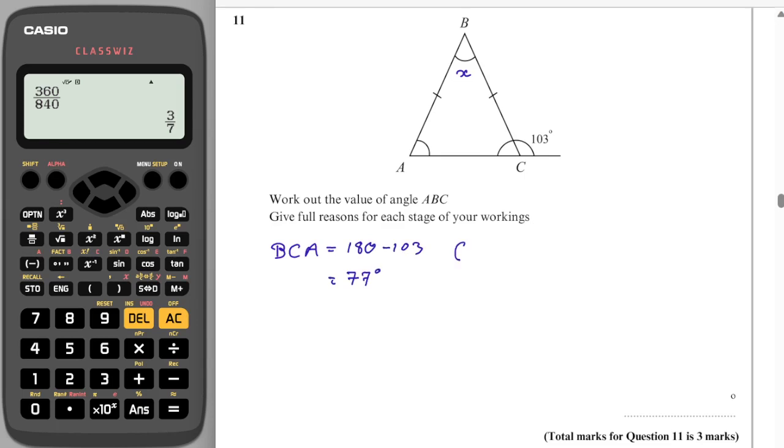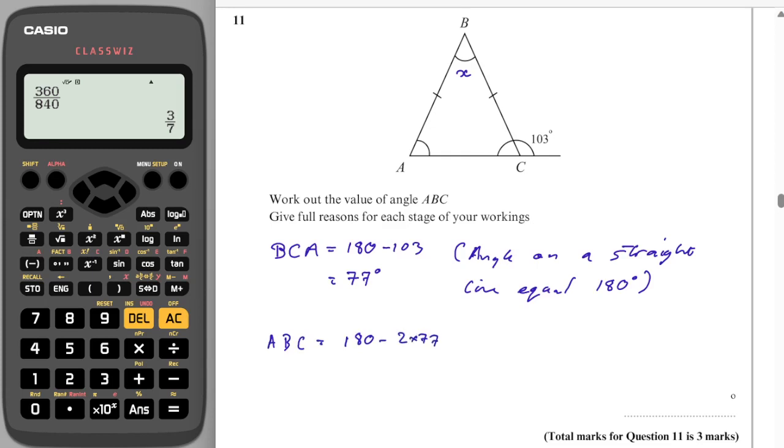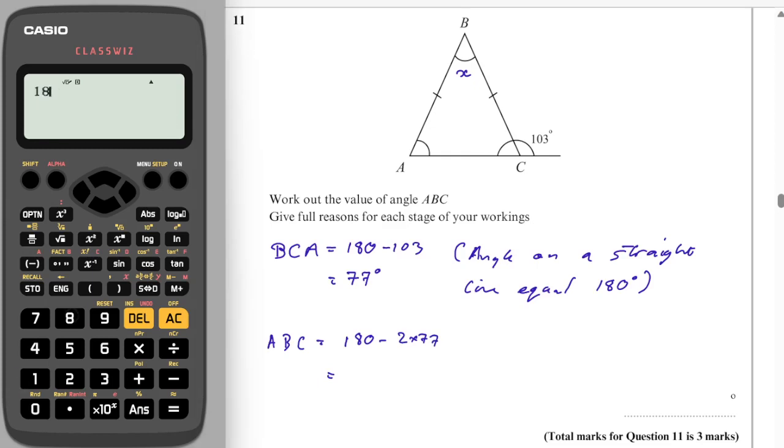And then I tend to write my reasons next to it. So I do my working and then I state my reasons. So the reason for that is angles on a straight line equal 180 degrees. And then I'm going to say that these are two base angles of an isosceles triangle. So ABC is going to be equal to 180 minus 2 lots of 77. So that's going to be equal to 180 minus 2 times by 77.